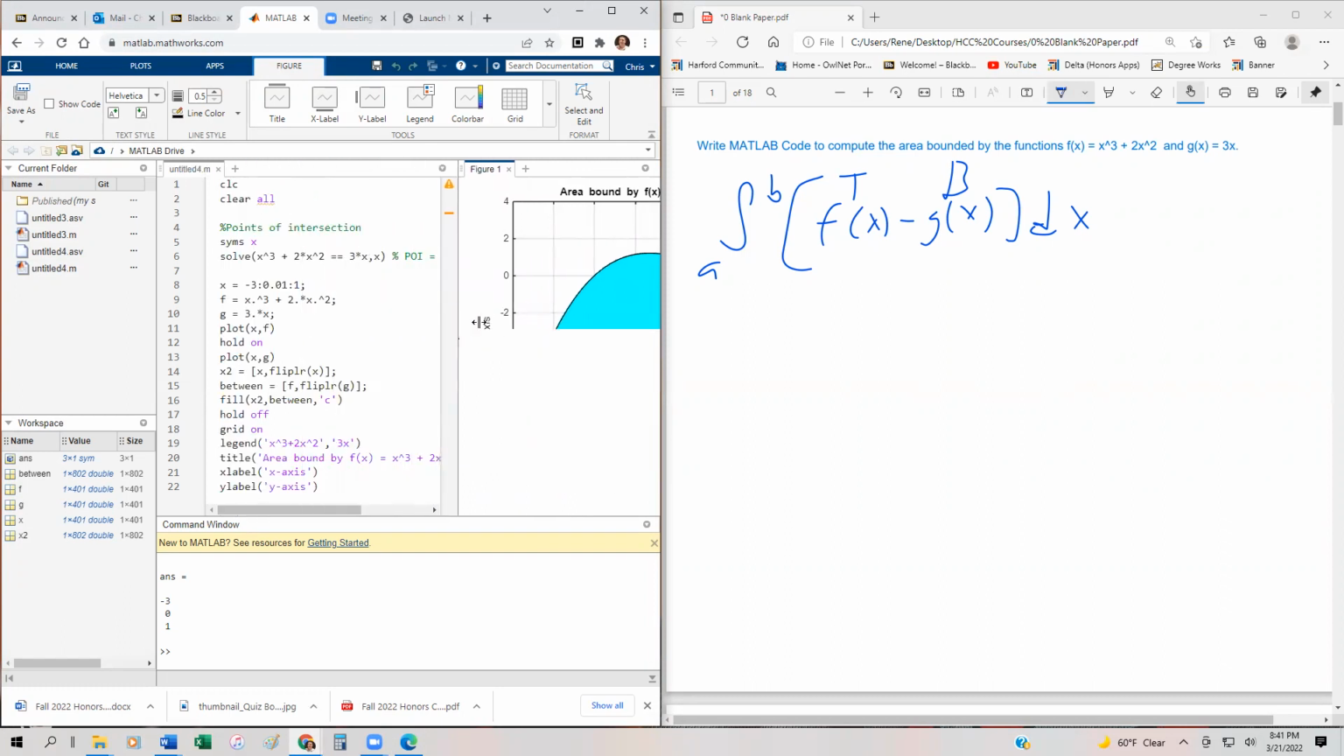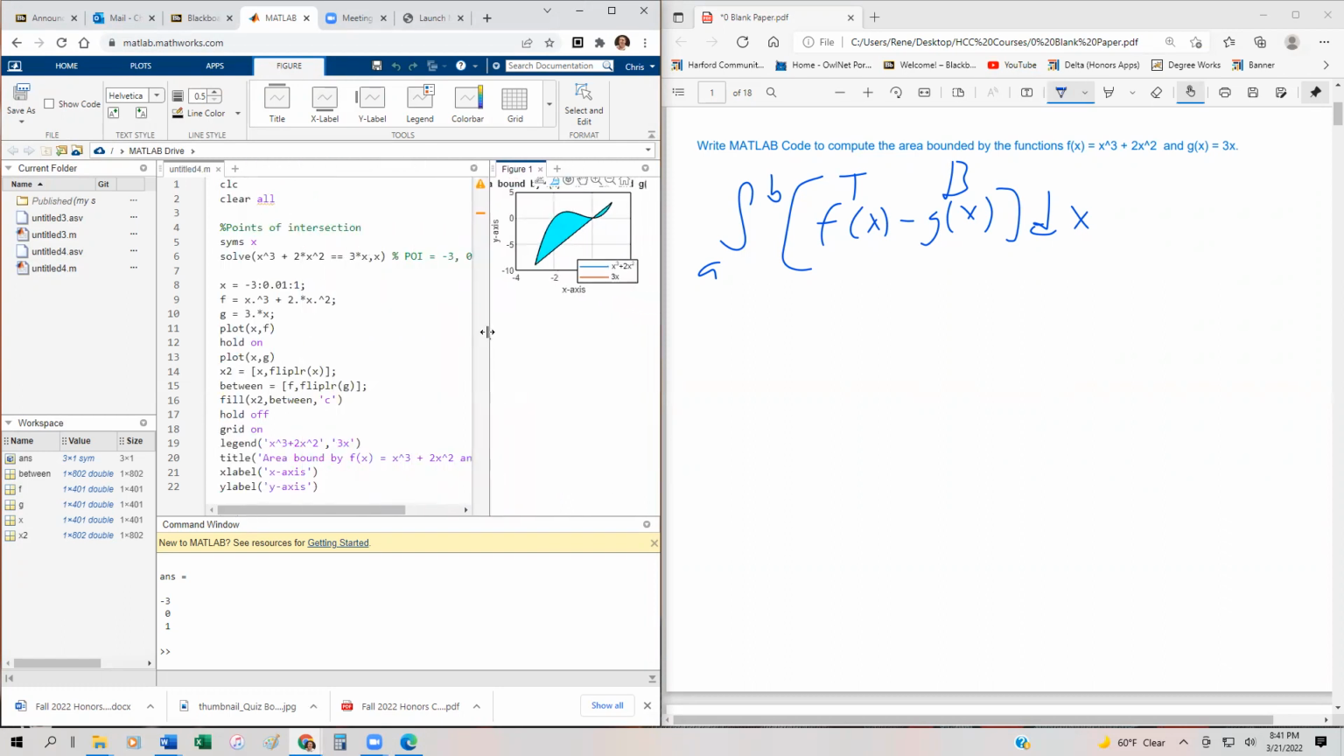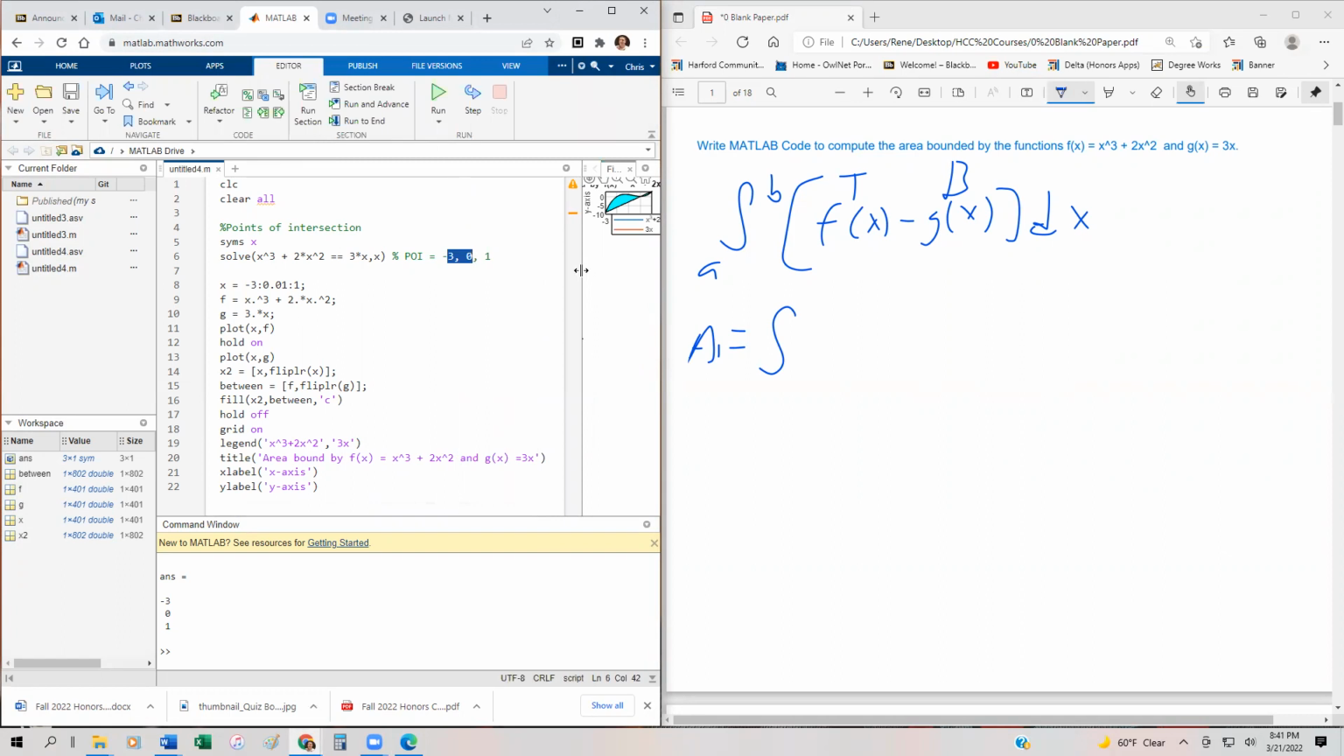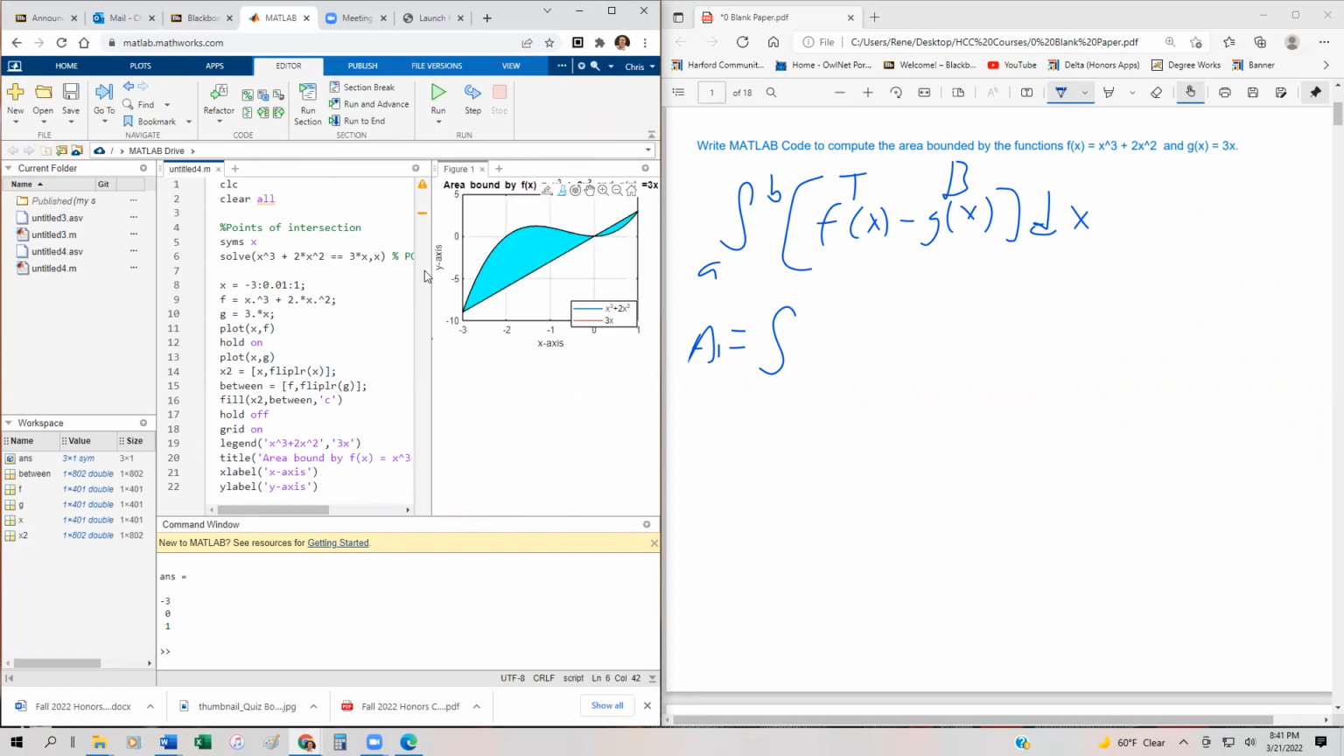I'm just going to write these out first, and then we're going to program it. I'm going to call a sub 1 equal to the integral. Remember our points of intersection that we found in the previous video by using the solve function: -3 to 0. Our top function is the cubic, x cubed plus 2x squared, and the bottom function is 3x.